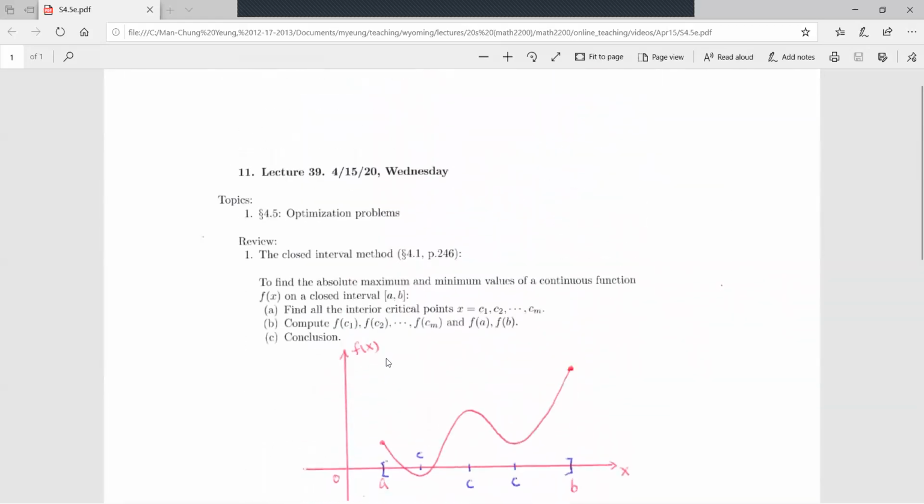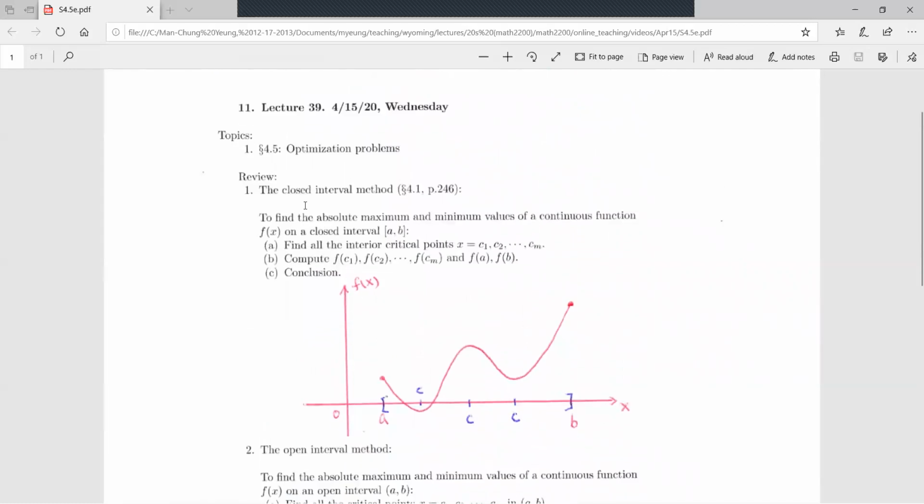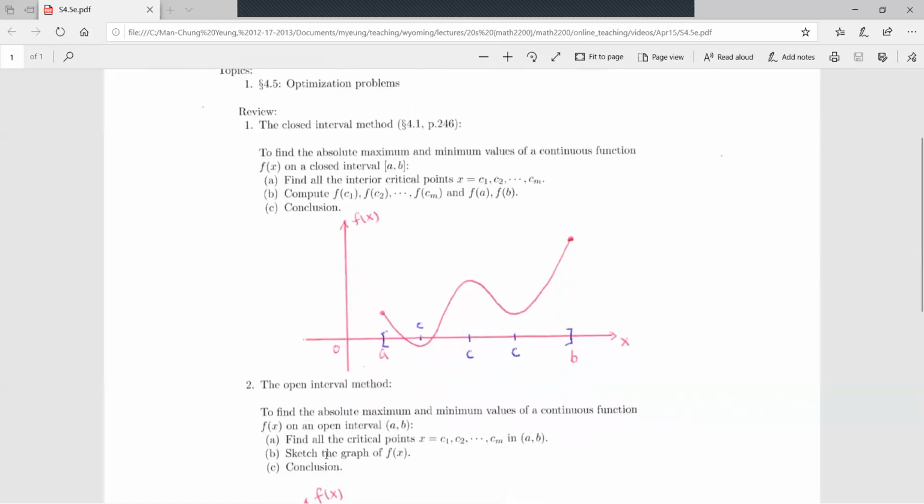Why for the closed interval, why we don't need to sketch the graph of the function? Because when a curve is on a closed interval, it must have maximum, have minimum. We don't need to sketch its graph to see whether or not the function has maximum or minimum.